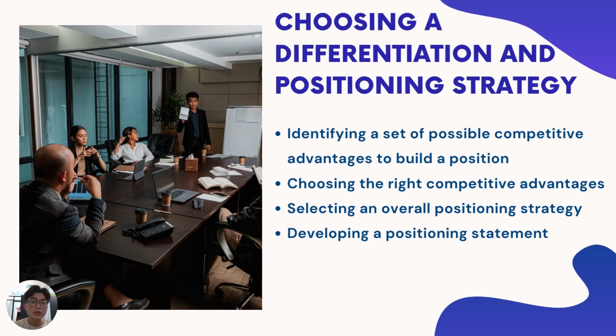Okay, and we talk about choosing a differentiation and positioning strategy. It is identifying a set of possible competitive advantages to build a position, choosing the right competitive advantages, selecting an overall positioning strategy, and developing a positioning statement. This is the end of our chapter 7.